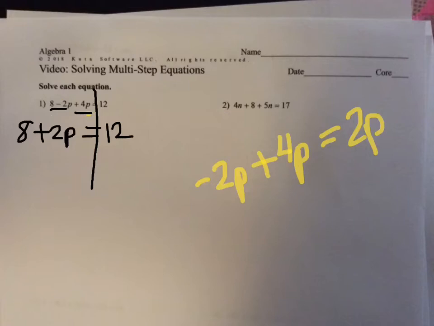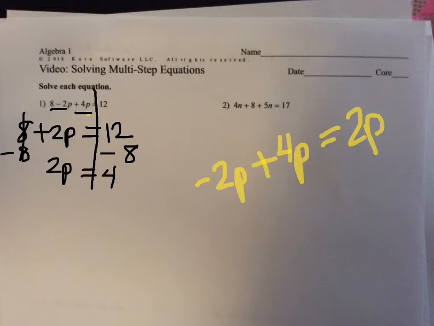Number 3 says undo the addition or subtraction. I have this positive 8 in the front, so to use the inverse of that, I'm going to subtract 8 on both sides. 8 minus 8 is 0. So I have 2p left equals 12 minus 8, which is 4.